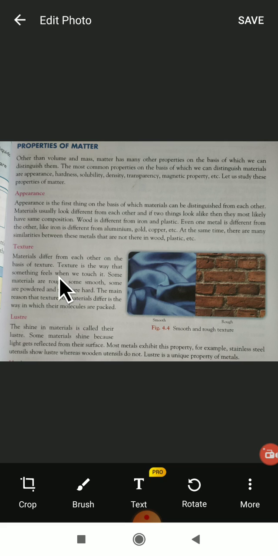When we touch an object, we will come to know whether it is smooth, whether it is rough, whether it is hard. So the meaning of texture is this.